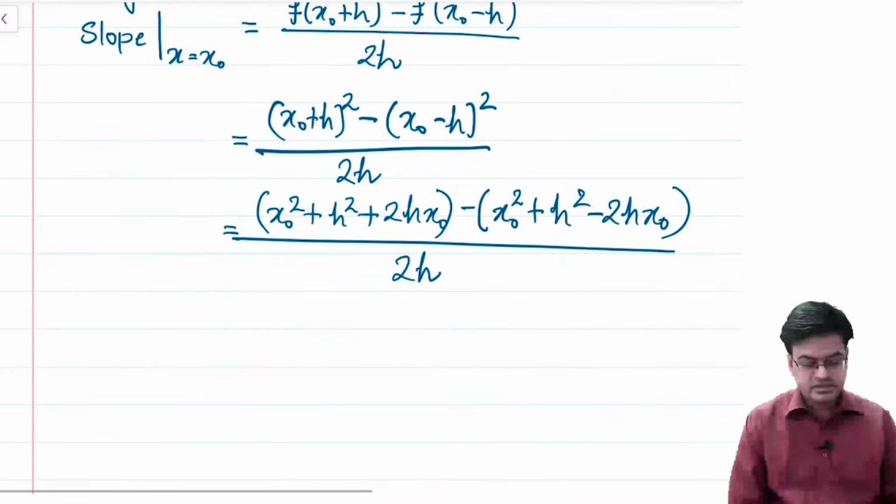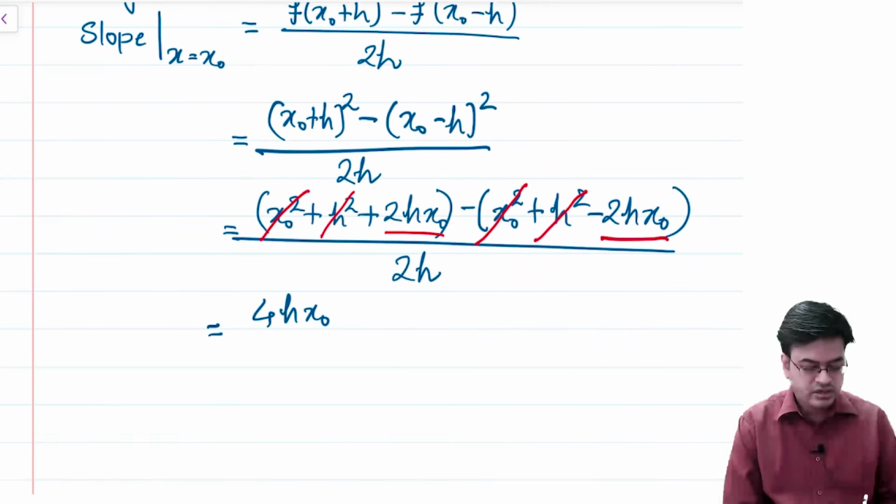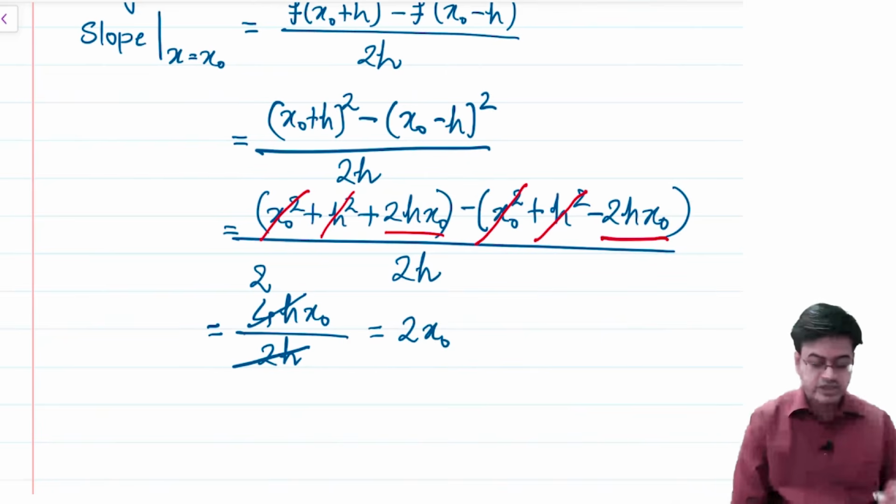Now the cancellation job, so I will cancel x naught square from x naught square, h square both are cancelled. I am left with 2hx naught minus minus plus 2hx naught. So this is going to be equal to 4 times hx naught upon 2h. h is not equal to 0, and therefore I can cancel this off, and I will get a factor of 2 here. So I will get the answer to be equal to 2x naught.